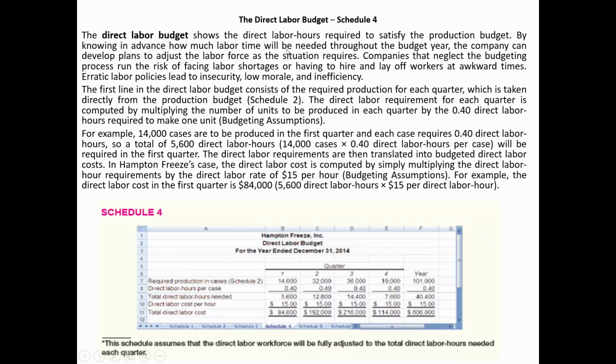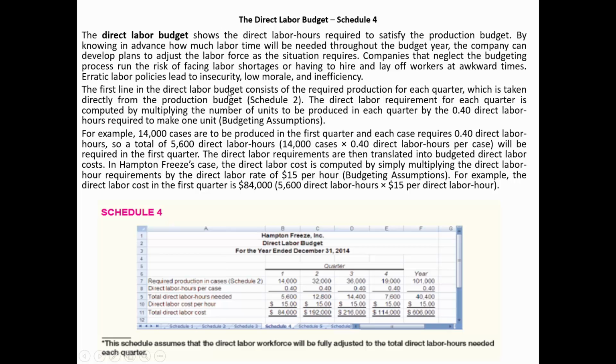The direct labor budget, Schedule 4. The direct labor budget shows the direct labor hours required to satisfy the production budget. By knowing in advance how much labor time will be needed throughout the budget year, the company develops plans to adjust the labor force as the situation requires. Companies that neglect the budgeting process run the risk of facing labor shortages or having to hire or lay off workers at awkward times. Erratic labor policies lead to insecurity, low morale, and inefficiency.